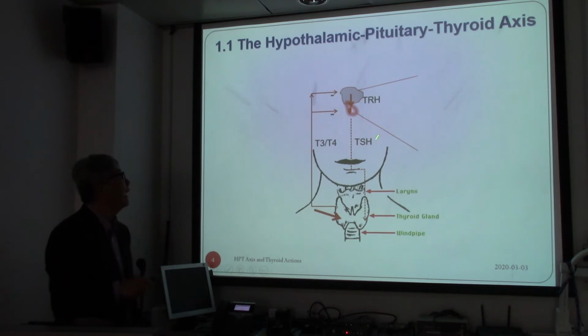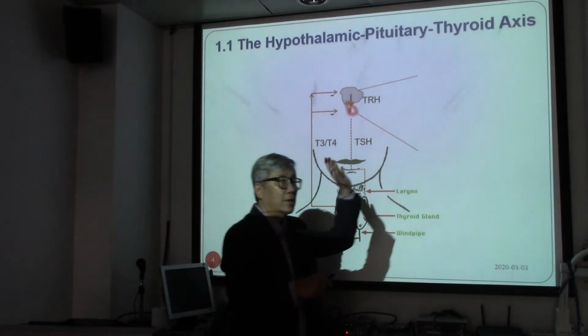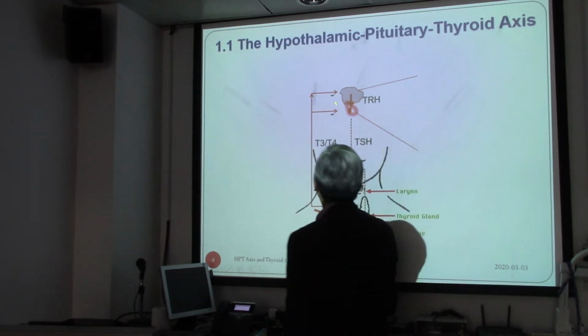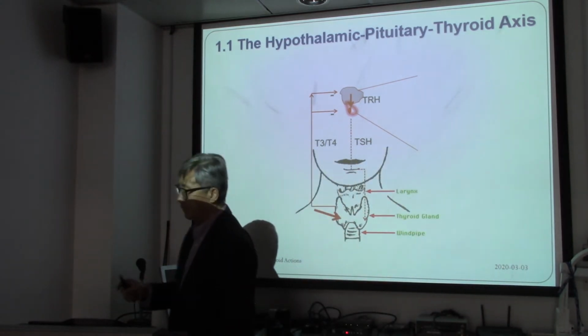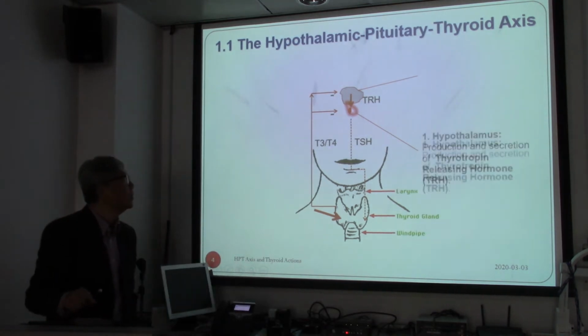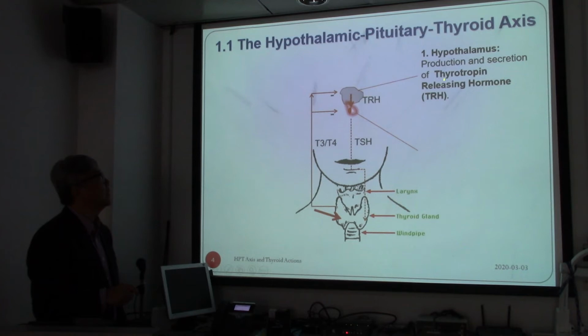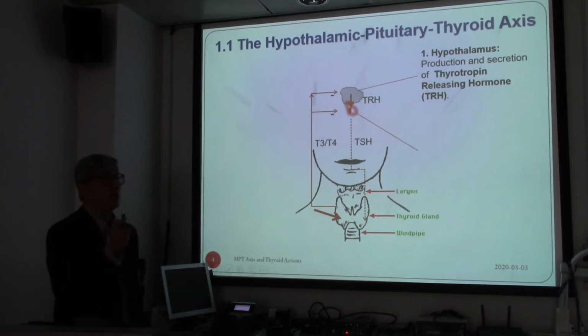This is our head. We have in our head on top the hypothalamus under the brain, and then we have the pituitary gland underneath the hypothalamus. So first we have the hypothalamus producing and secreting Thyrotropin Releasing Hormone, known as TRH. Remember, releasing hormone is always from the hypothalamus.